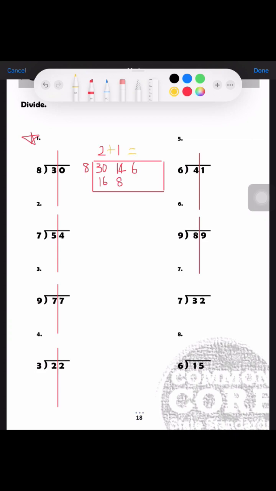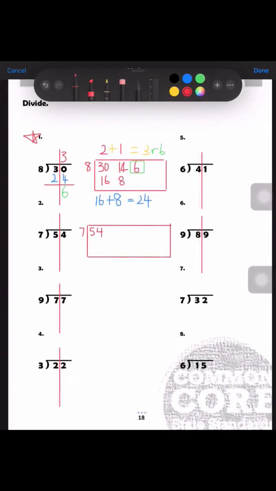Next, we need to add the numbers on top together. So 2 plus 1 equals 3. So the answer is 3. And the remainder is 6. So if we do the long division, we can get 3 groups of 8 in 30. And 3 groups of 8 is 16 plus 8, which is 24. So 30 minus 24 equals 6. So the answer is 3 and the remainder is 6. Okay, next question.